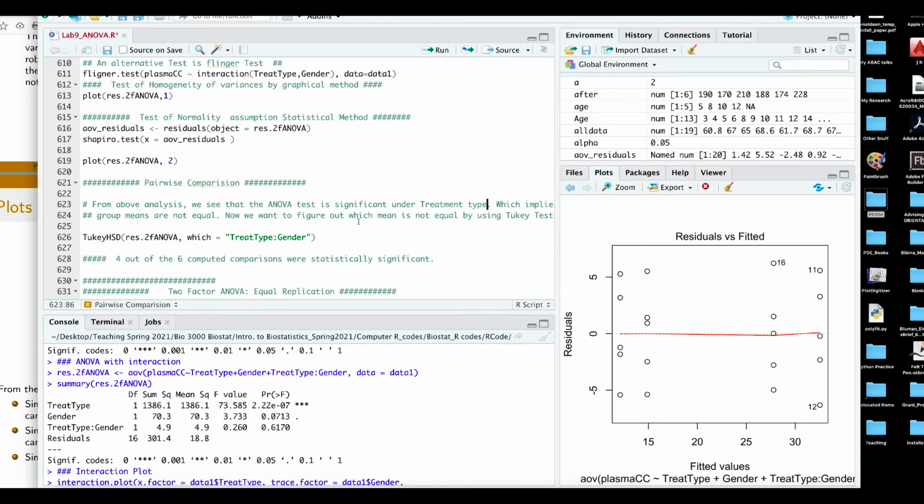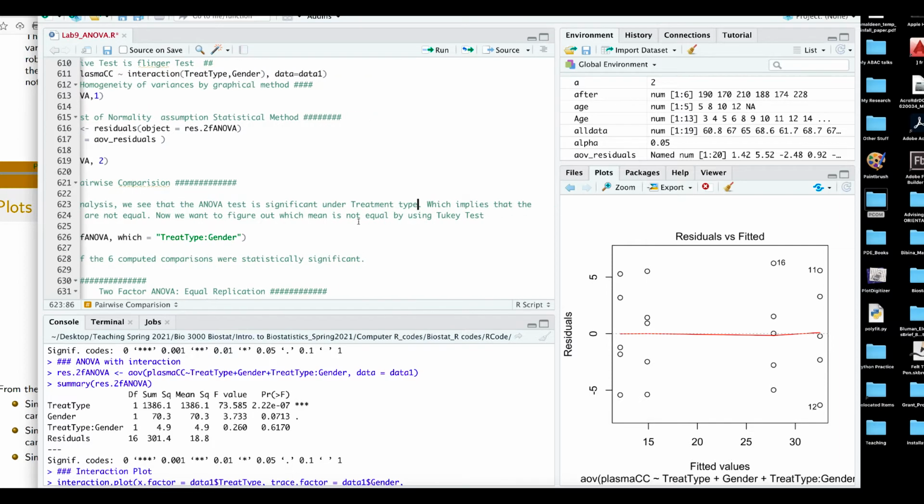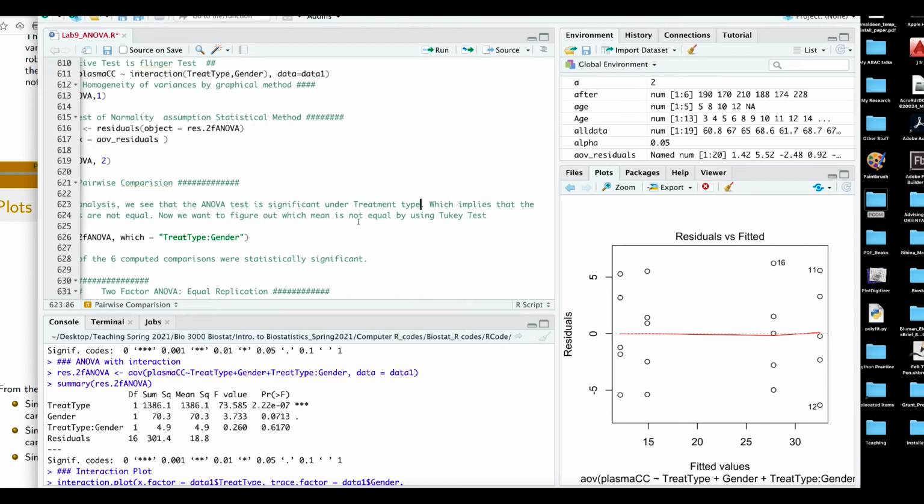We now want to figure out which mean is not equal by using the Tukey test. Again, there are just two groups, because we saw that the hormone treatment and the no hormone treatment have different means. We checked it from here, right? Treatment type has the p-value less than alpha, which means it is significant, so we reject the null hypothesis and the means are not equal. Since there are just two, we know those two means are not equal.